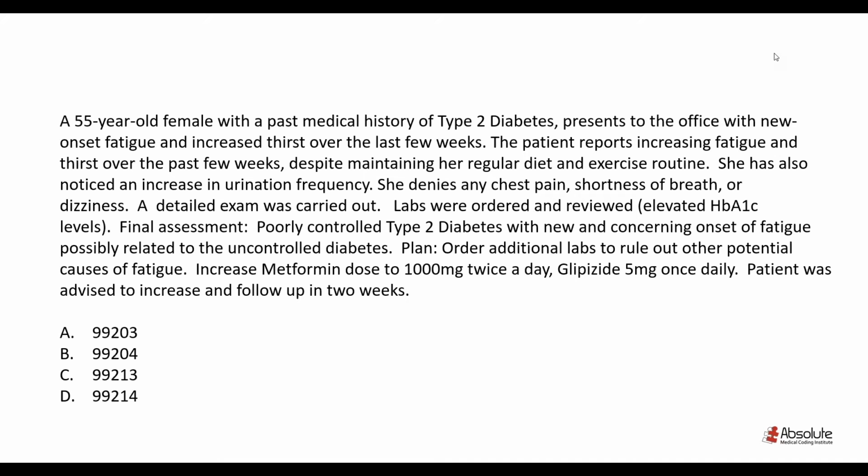Elevated HbA1c levels. Final assessment: poorly controlled type 2 diabetes with new and concerning onset of diabetes. Fatigue, possibly related to uncontrolled diabetes. Plan: order additional labs to rule out other potential causes of fatigue. Metformin dose 1,000 milligrams twice a day. Glipizide 5 milligrams once daily. Patient will be advised to increase and follow up in 2 weeks.